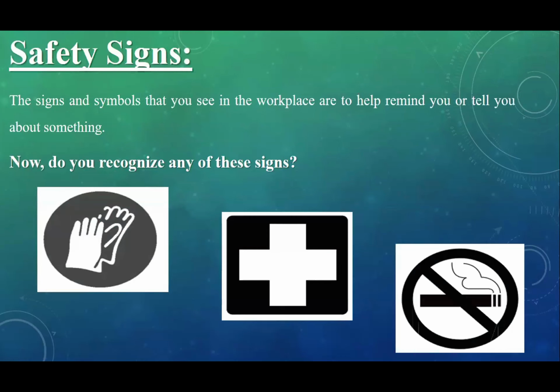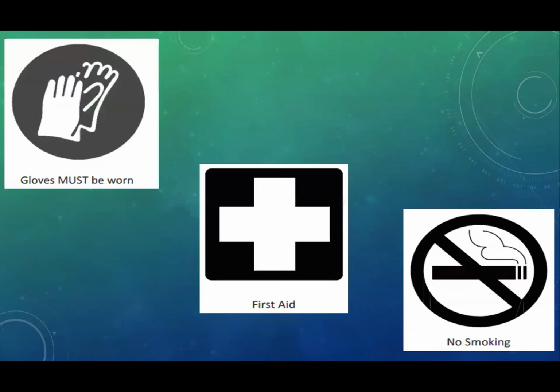So here we have the safety signs. The signs and symbols that you see in the workplace are to help remind you or tell you about something. So now, do you recognize any of these? Yes, my dear delegates, would you like to recognize these safety signs? The first one is hand glove. Wear your gloves. Yes, that's the first one. The second one is first aid. First aid. No smoking. No smoking. The last one. Perfect, exactly. First aid, no smoking, gloves must be worn. Perfect. Hats off.